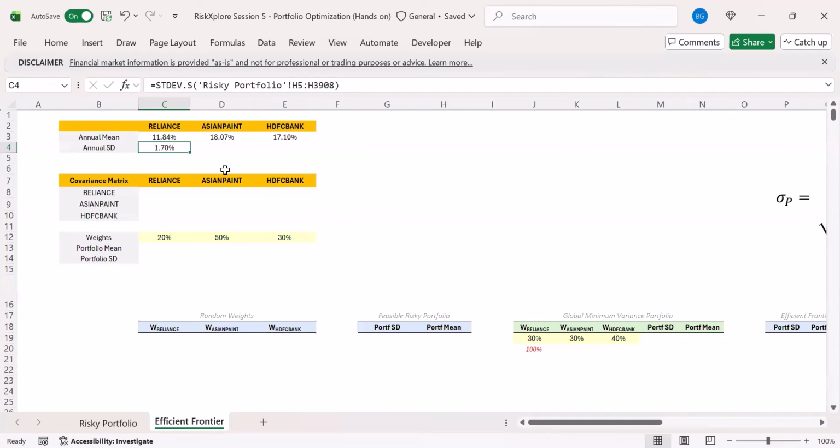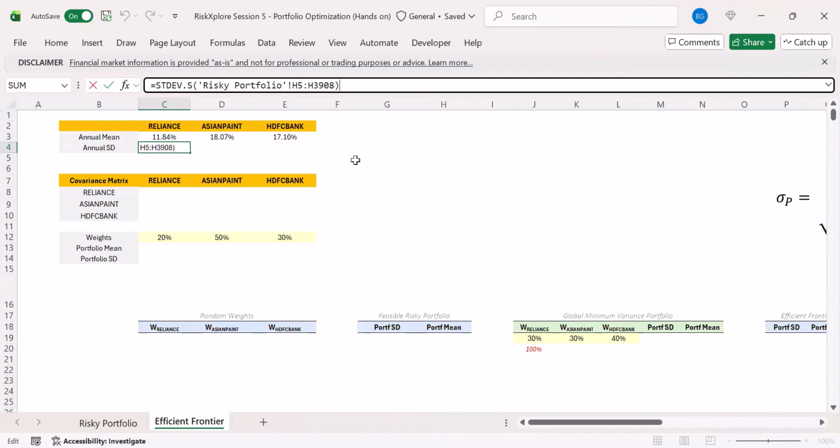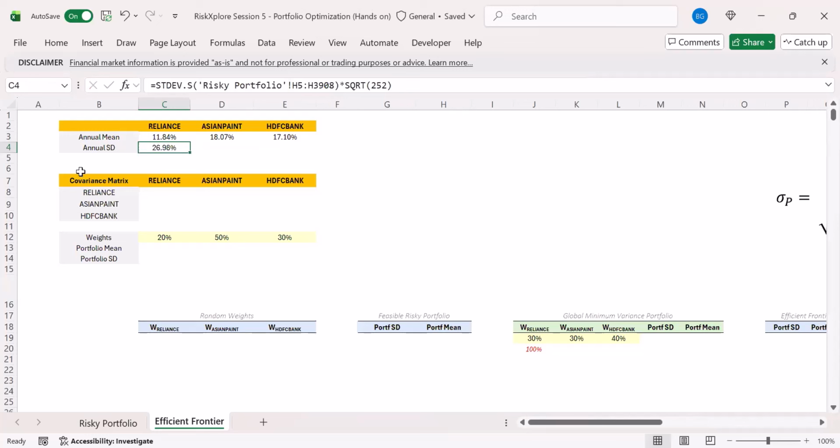Now how do we find out the annual SD? We have to scale it by the square root of time. So multiply by the square root of 252. Press enter and we have the annual SD for Reliance Industries. Similarly for other stocks as well. Okay, so I hope it is clear until here.